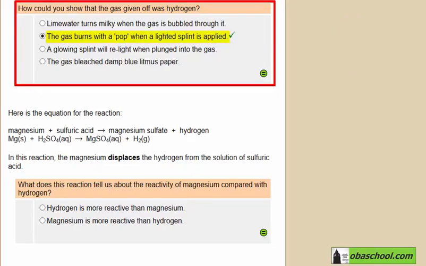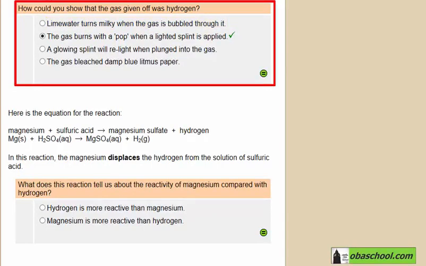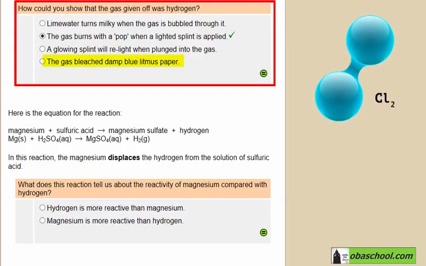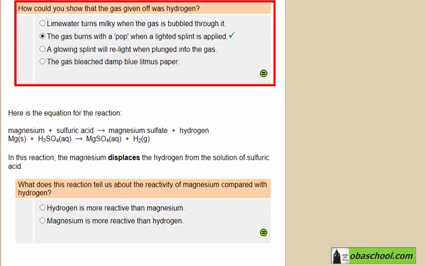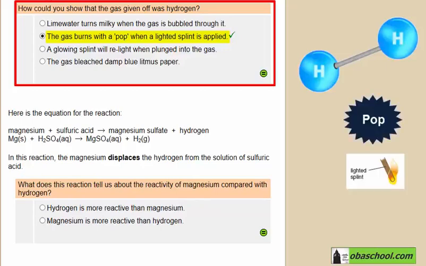Excellent. The gas will burn with a pop when a lighted splint is applied. If the gas produced was carbon dioxide, then it will turn lime water milky. If the gas produced was oxygen, it will relight a glowing splint. And if it was chlorine, then it will bleach damp blue litmus paper. However, in a reaction between metals and acids, the gas produced is hydrogen gas, which will burn with a pop sound when a lighted splint is applied.